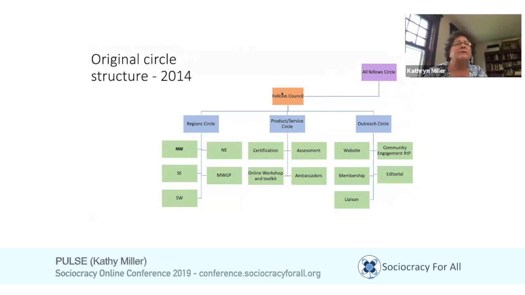The Fellows Council was sort of the executive committee, of course, but there were a lot of things where we wanted buy-in from everyone. And so for many decisions, they would come up through the structure to the Fellows Council, but then we would consult with everyone and have the consent of everyone to those policies and procedures that needed that kind of buy-in. And so every member of the organization is part of the All Fellows Circle, and every member was in at least one, usually more than one, of these lower circles.